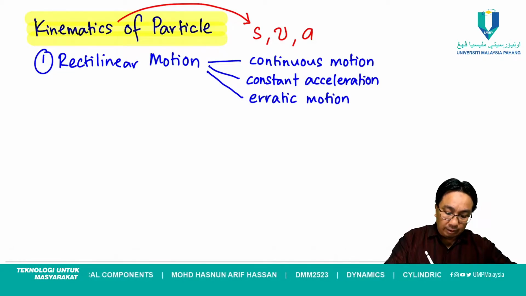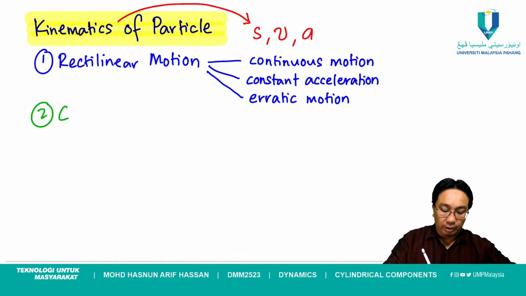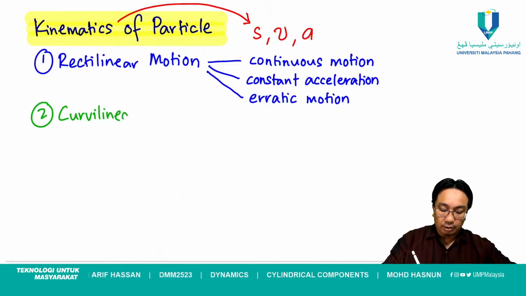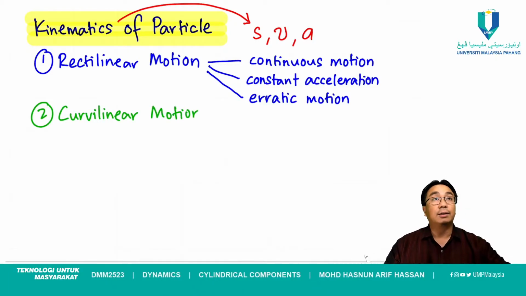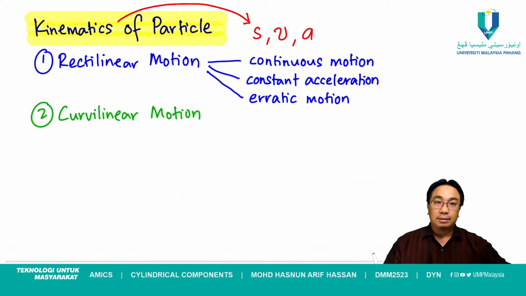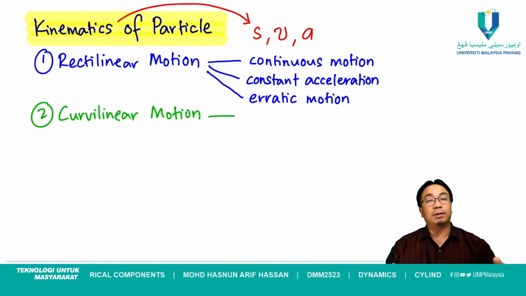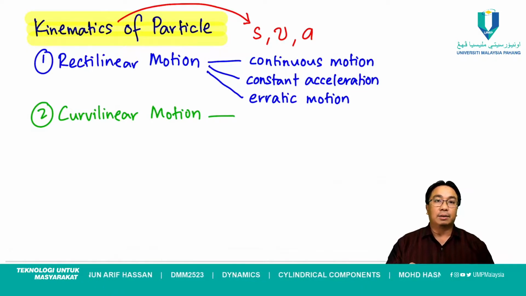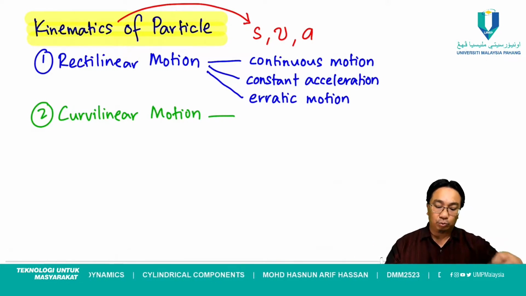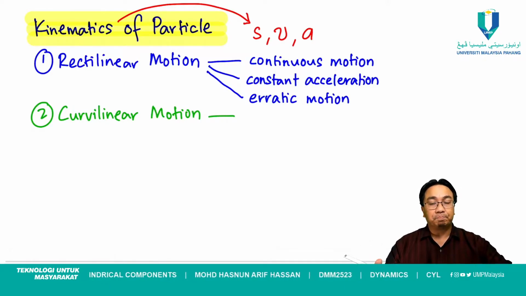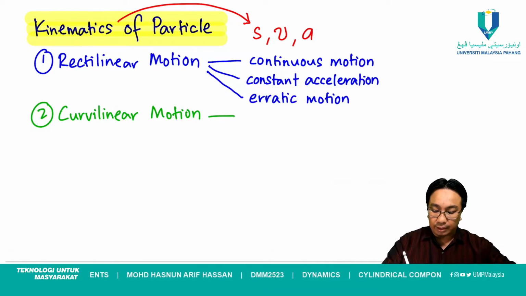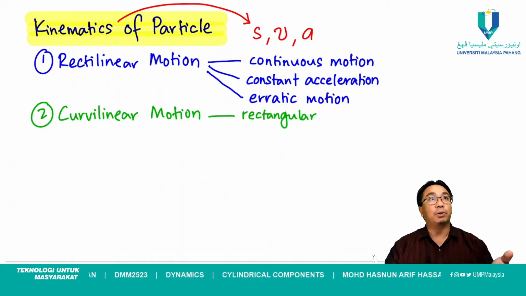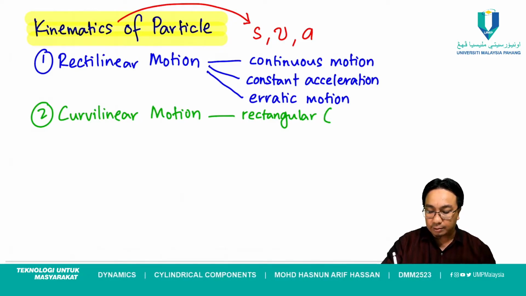And then in the second subtopic, we learn about curvilinear motion. Under curvilinear motion, there are another three subtopics. Curvilinear motion basically deals with different coordinate systems that we can use to solve problems related to curvilinear motion. The first coordinate system is the rectangular component. Rectangular component is the normal xy coordinate, the xy axis.